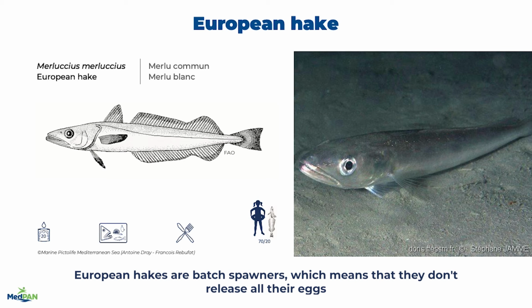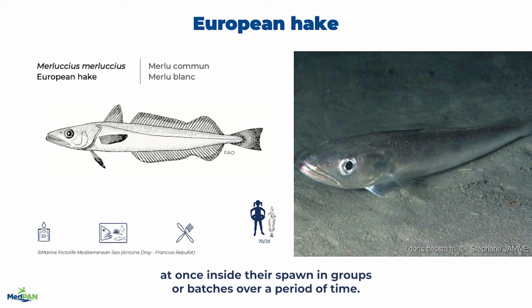European hakes are batch spawners, which means that they don't release all their eggs at once. Instead, they spawn in groups or batches over a period of time. This strategy can increase the chances of their eggs surviving to hatch, as they are spread out over different times and conditions, rather than facing the same risk all at once.